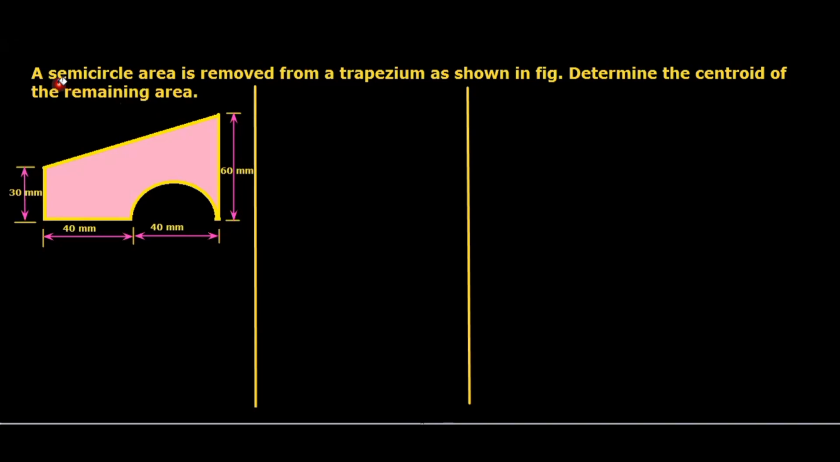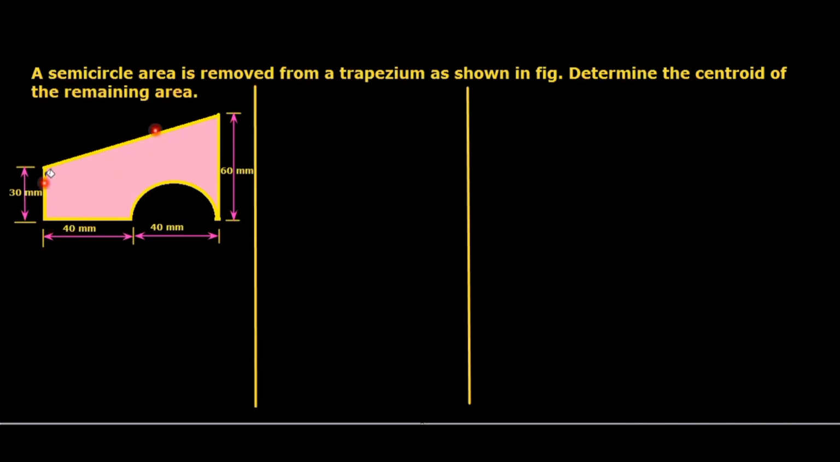Today's class we are going to discuss a numerical on the topic center of gravity of sections with cutout holes. Let's go to the numerical. A semicircle area is removed from a trapezium as shown in figure. Determine the centroid of the remaining area.